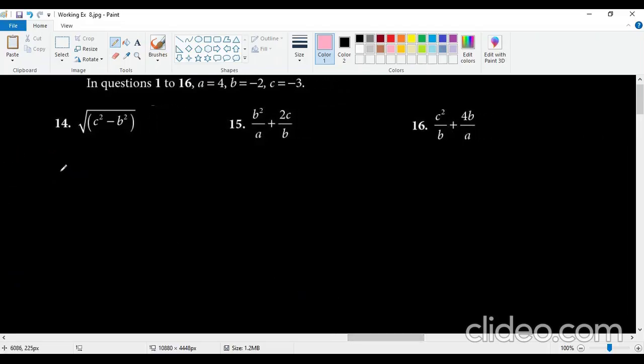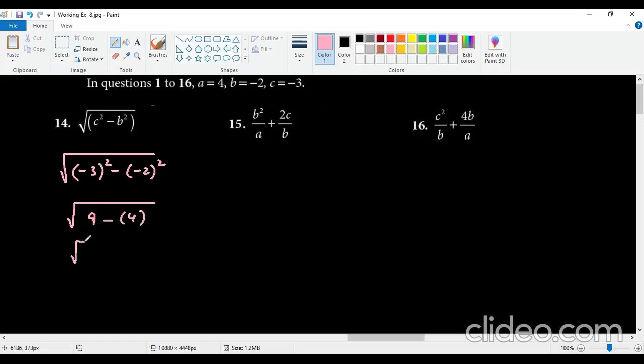Now comes question number 14. In question number 14, it says that c value is negative 3. That means it's going to be negative 3 squared minus b value, negative 2 squared. So this is going to give you 9 minus 4. That means 9 minus 4 is going to give you 5, which is going to be your final answer for question number 14.